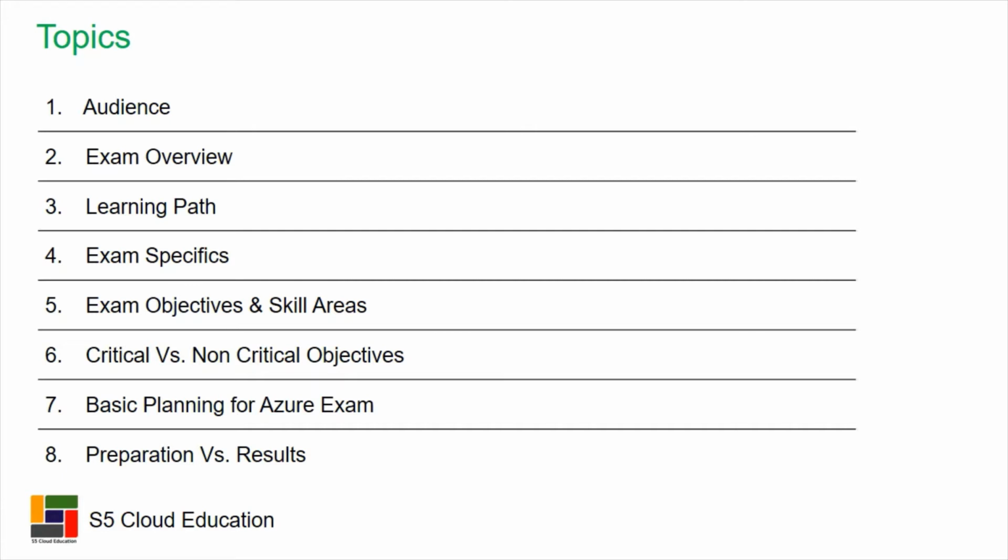4. Specifics about the certification exam. 5. Exam objectives and skill areas. 6. Identify critical or more important objectives versus non-critical or less important objectives. 7. Exam planning and preparation. And finally, 8. Preparation versus exam results. Let us jump into details and define our next steps.